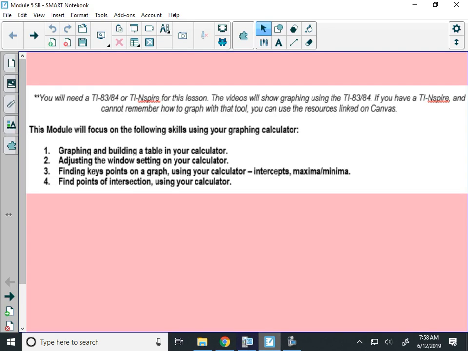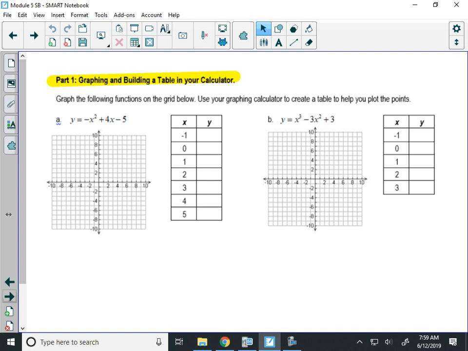This module will focus on graphing and building a table in your calculator, adjusting your window settings so you can see the whole graph, finding key points of your graphs like the intercepts and the maximum and minimum, and finding points of intersection. All right, so we're going to start here by just building a table in our calculator so that we can make a graph.